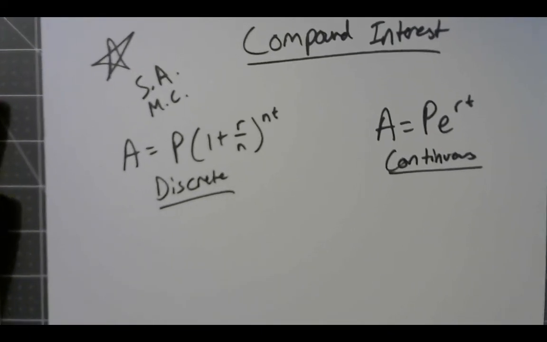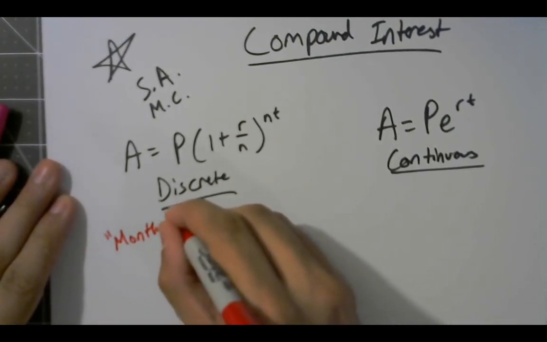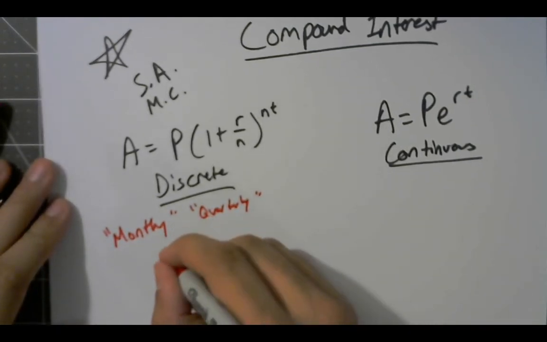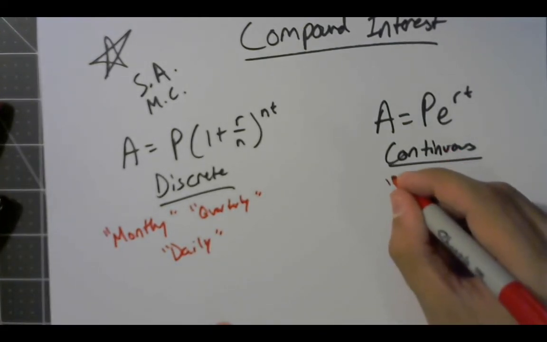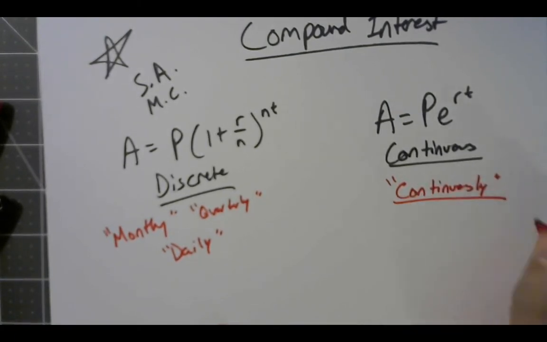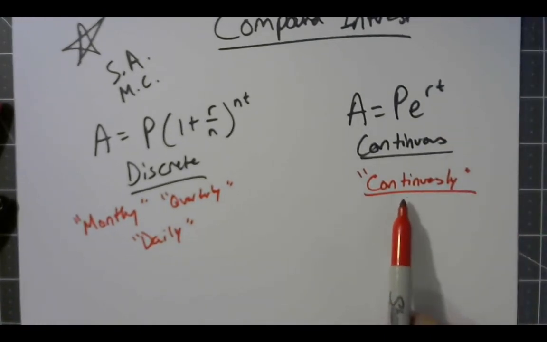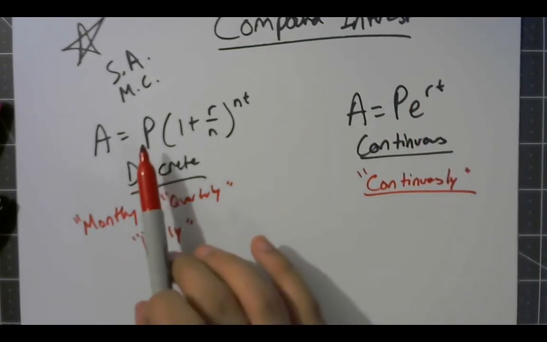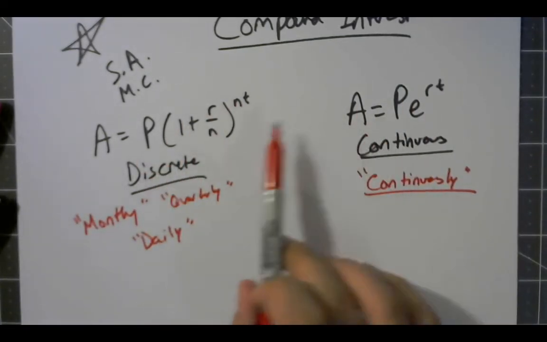This one's going to use words to describe its growth, like monthly, quarterly, daily. This one is only going to use one word. That's it. The only way you can get this equation is if you see in the problem continuously. And when I want you to use this equation, it'll say that. On level, you'll be given both of these in the very front of your exam, but you'll have to know when to use it.